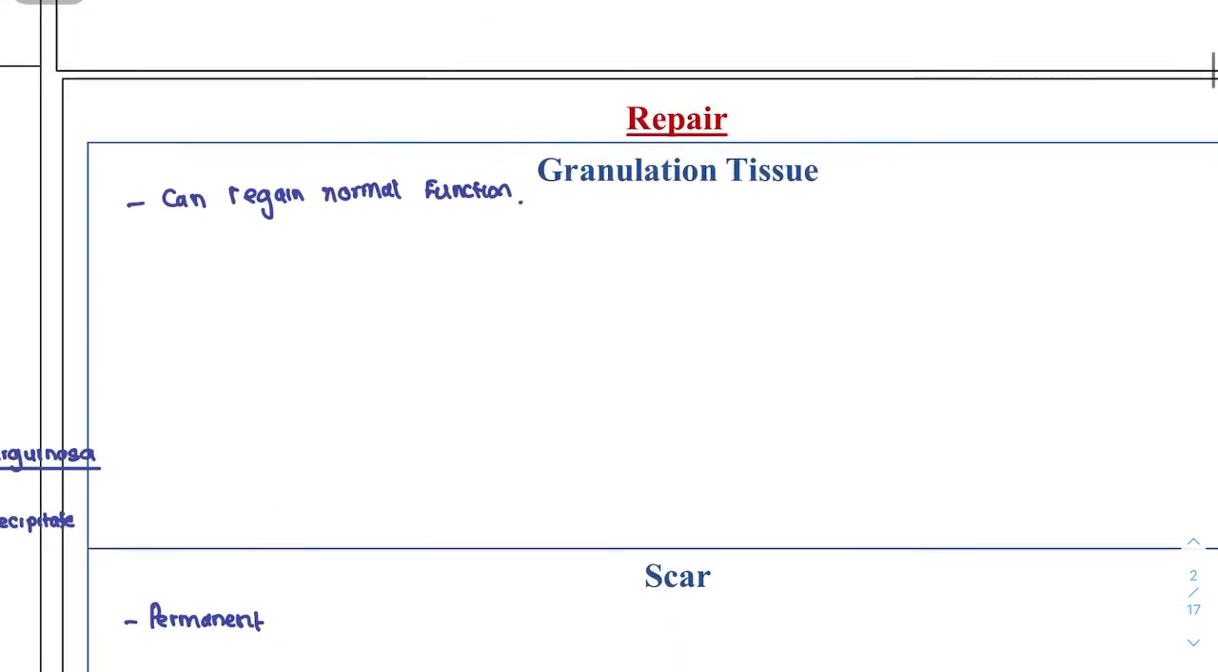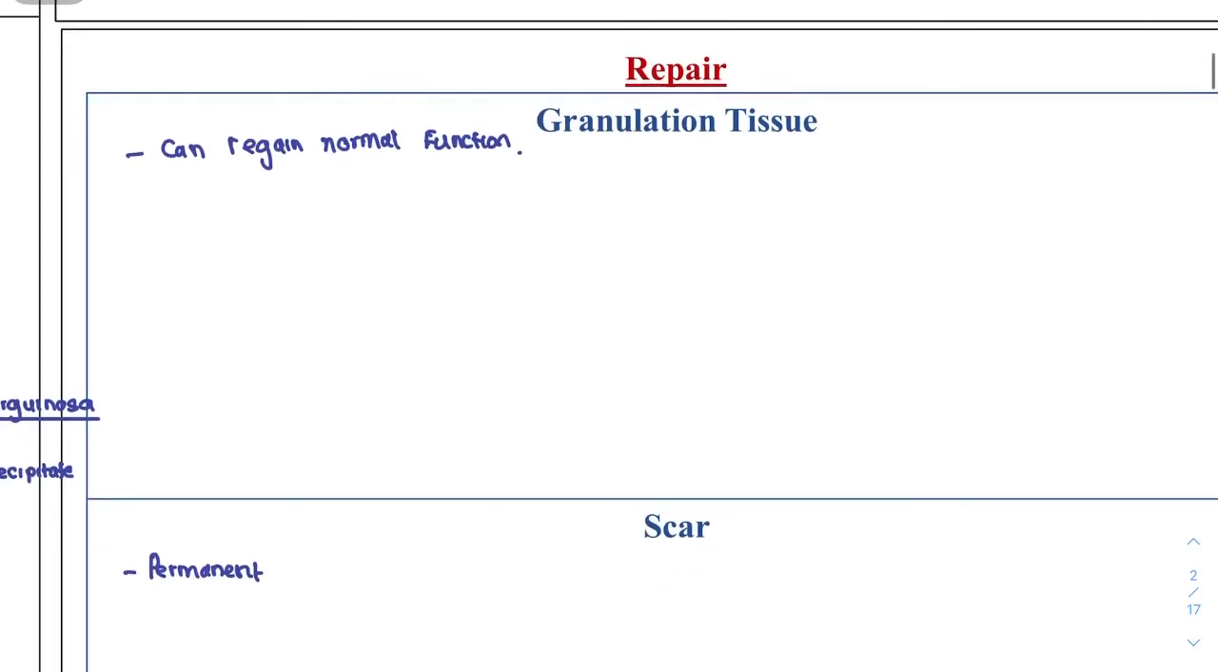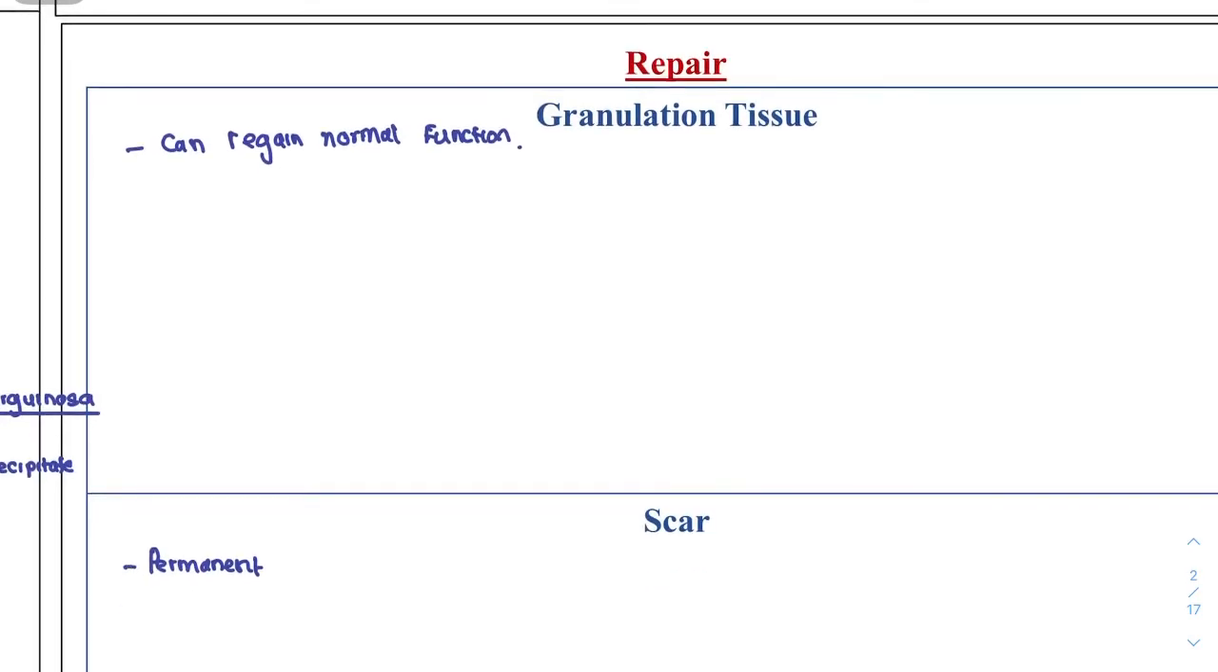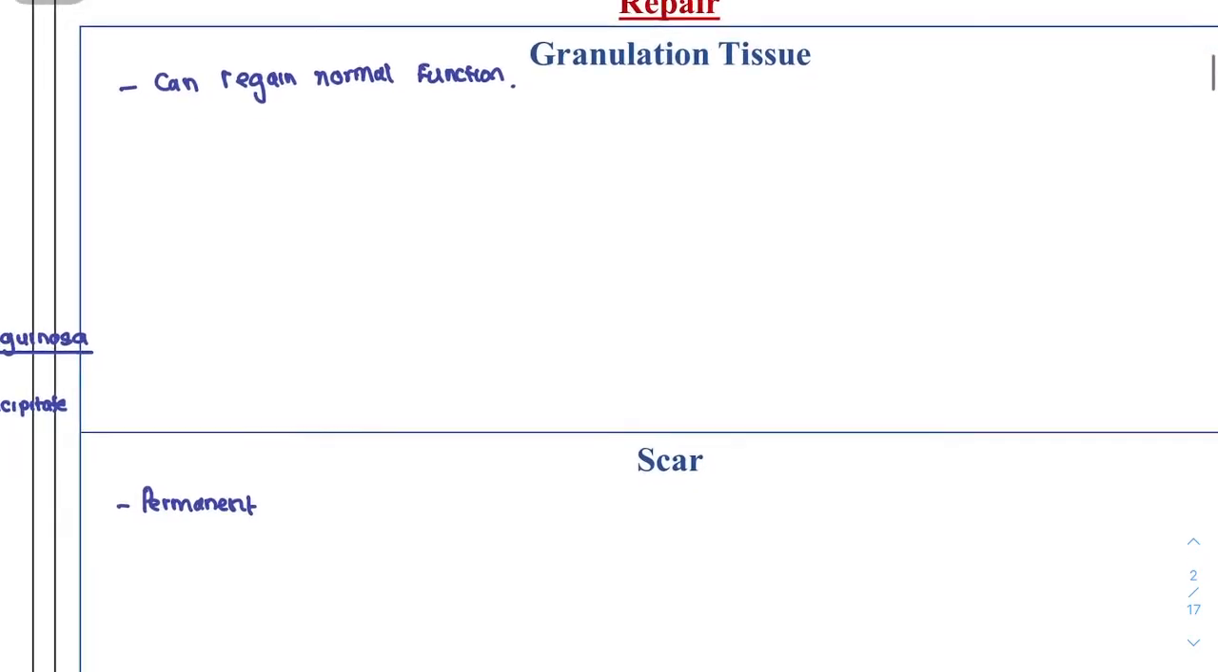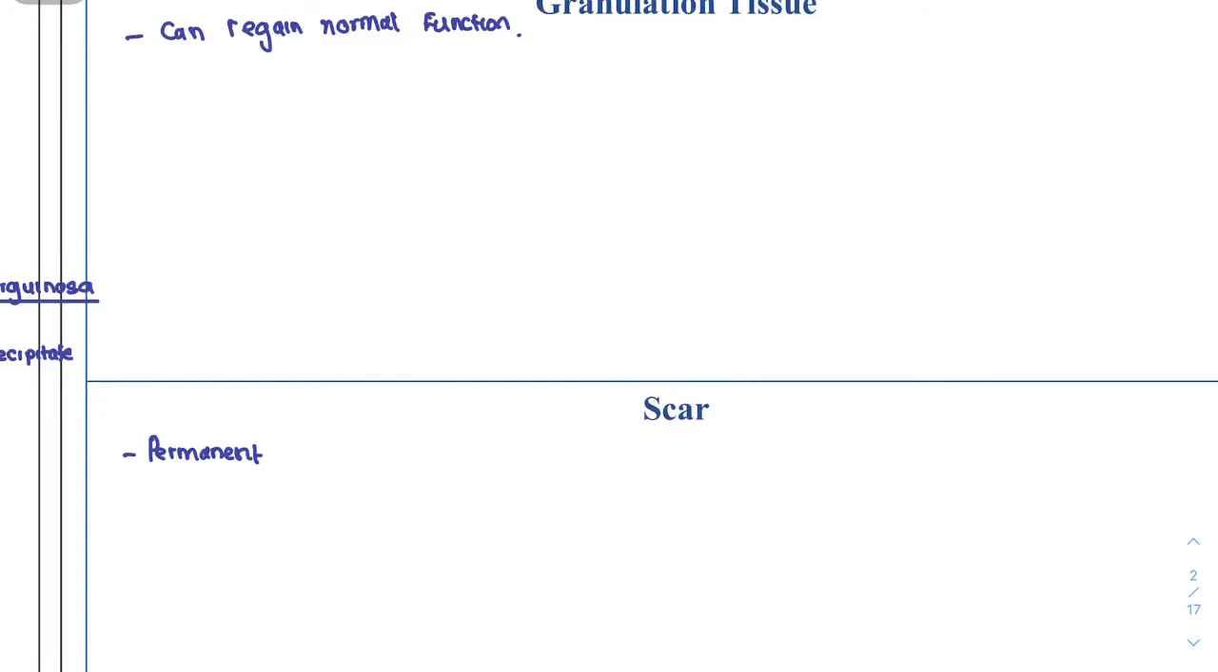Next, repair. Granulation tissue, you can get normal function again in that organ. Granulation tissue is basically an accumulation of neutrophils, of repair fibrins, and everything that you need, blood vessels, everything you need to try to bring back the function. However, if the repair is impaired, or if there's too much fibrin or collagen deposits, it's going to lead to a permanent scar. A scar is permanent and there's no function in those organs.